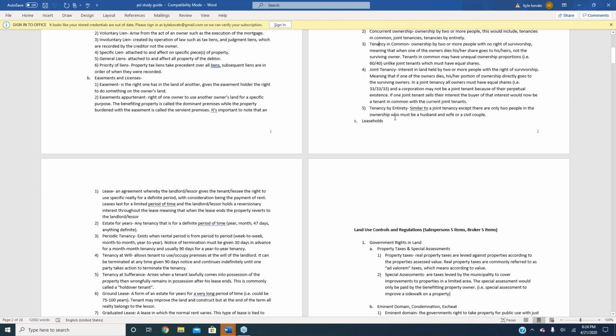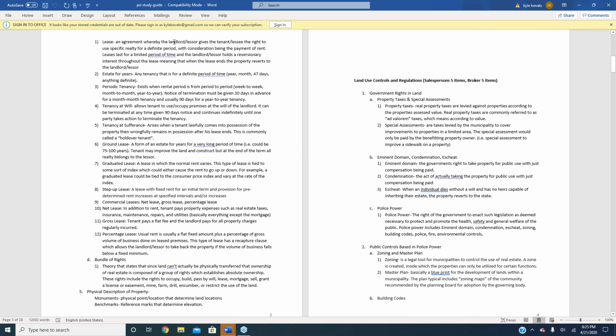Tenancy by the entirety, another form of concurrent ownership. This is the same thing as joint tenancy, but just between a husband and wife. So in New Jersey, when a husband and wife take title, it's automatically tenancy by the entirety, unless specifically noted otherwise. So that's the tenancy by the entirety. So let's move on here and go to page 3.